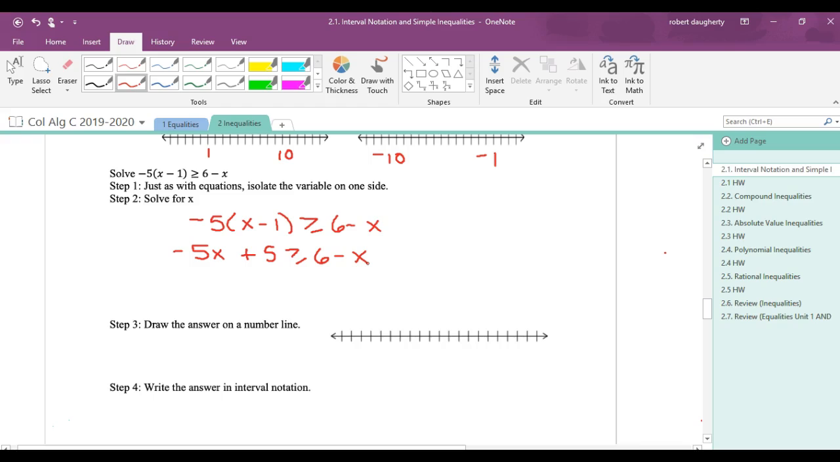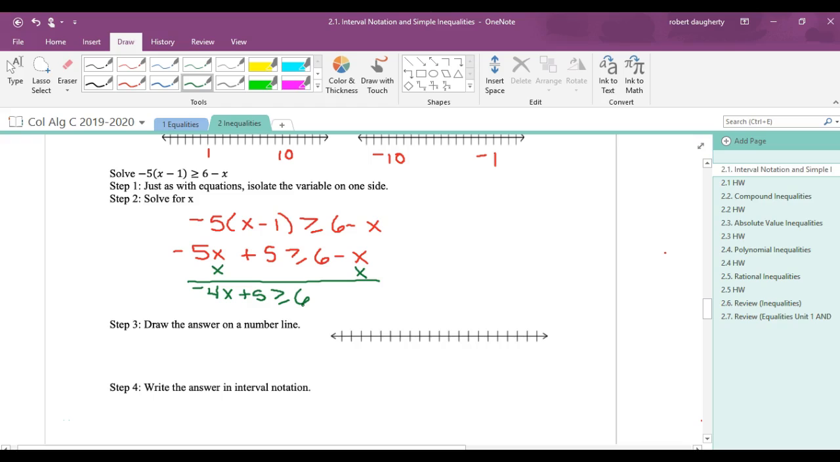Now I've got to get all my x's on one side and all the numbers on the other. What do you want to do? Add 1x to both sides? Okay. So if I add x to both sides, do I have to flip the inequality? No, that's only when I do what? Multiply or divide by a negative, okay? So what do I get here on the left? -4x plus 5 greater than or equal to 6, okay?